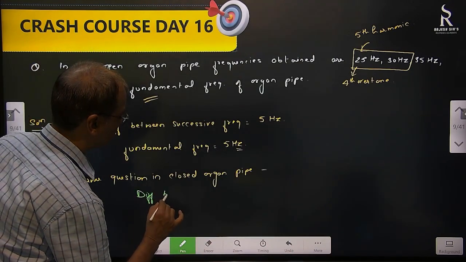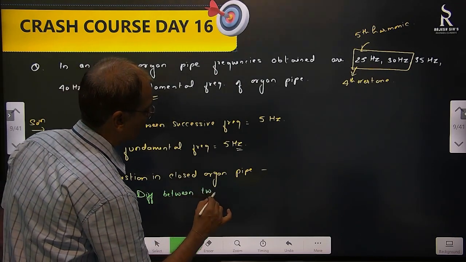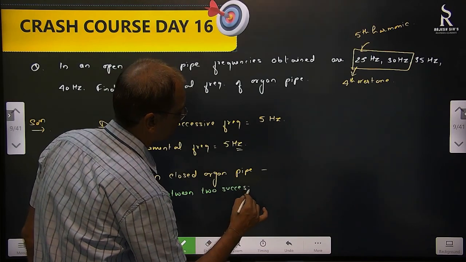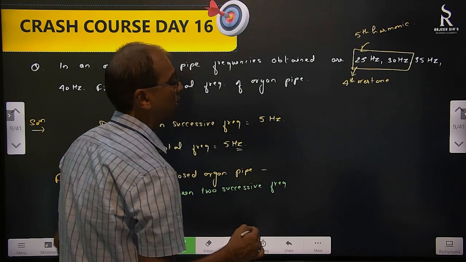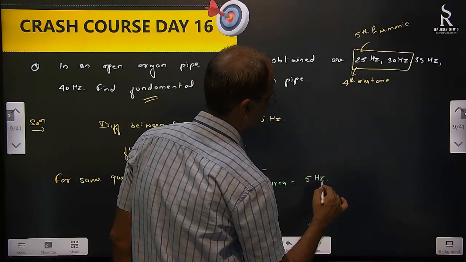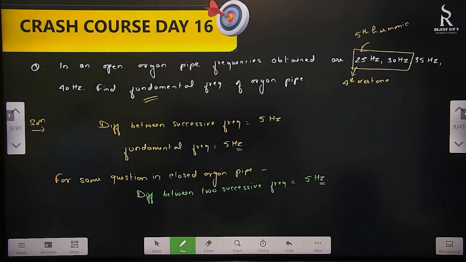Difference between two successive frequencies. Okay, what is that? Is it 5 Hz? Okay, the frequency is 5 Hz.